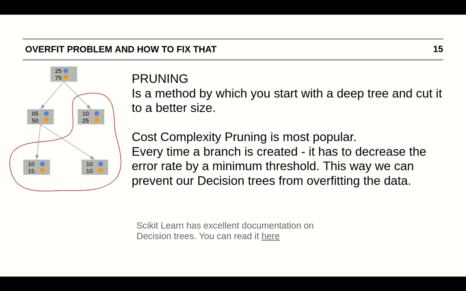This way, we have some constraint imposed on our decision tree algorithm, and it does not allow it to chop very deep. And this is one of the most common ways by which we prevent overfitting.